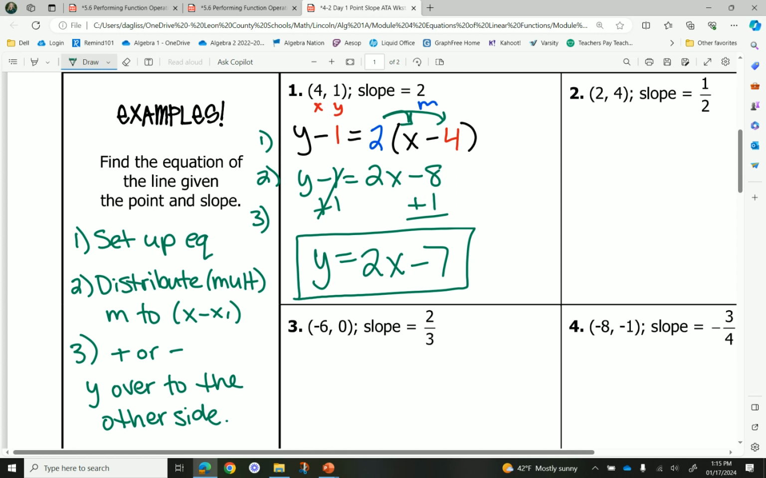So whoever asked me about the mini steps, technically there's only 3 steps. Set it up, multiply by your slope, move your y over, the end.